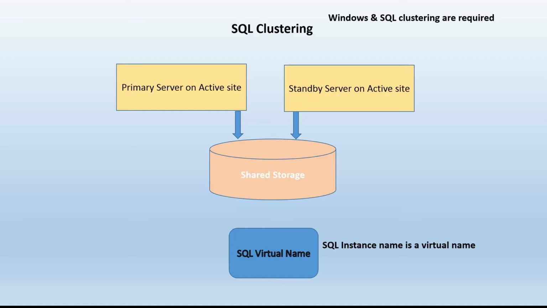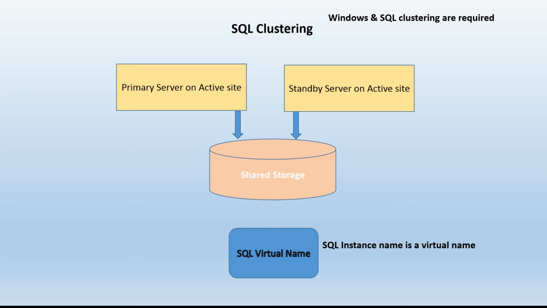Let's talk about clustering. What is clustering? As we said, clustering is a high availability solution. You have a site where you have two servers, and you can have more than two servers. Just to understand the basic concept, I have drawn only two servers here. Notice that this is the primary server and this is the standby server on the same site, which is an active site. And then you have shared storage. So the disk is shared. This is a typical active-passive cluster.